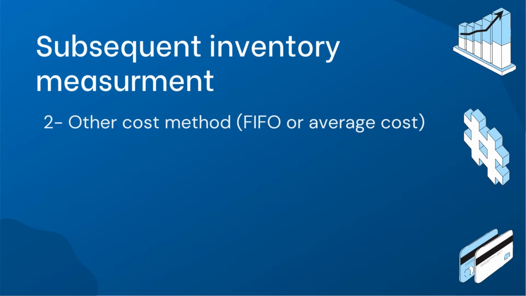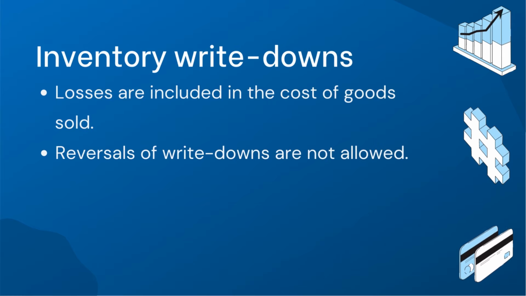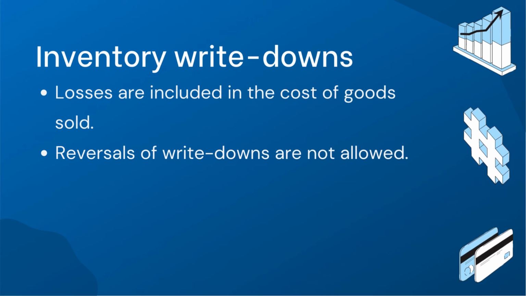Alternatively, for inventory accounted for using other cost methods, inventory is measured at the lower of its cost or net realizable value. NRV is calculated as the estimated selling price minus the predictable costs of completion, disposal, and transportation. If the cost exceeds NRV, a loss on write-down is recognized in the income statement. Losses from inventory write-downs are typically included in the cost of goods sold. However, if the loss is significant, it should be presented separately in the current period income statement.